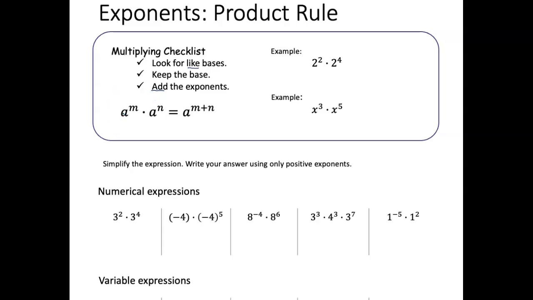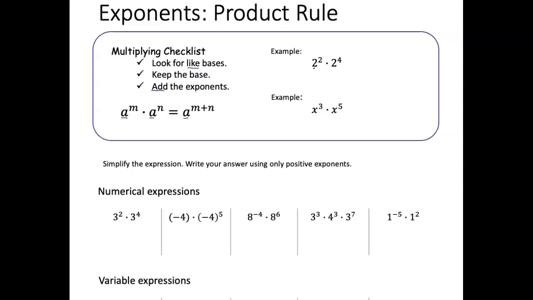So for example, if I have a to the m times a to the n, I look for the base. I have an a and an a, so since they are alike, I keep the a. Then I add the exponents. So I'm going to add the m and the n, so m plus n. Now let's think, why would that work?